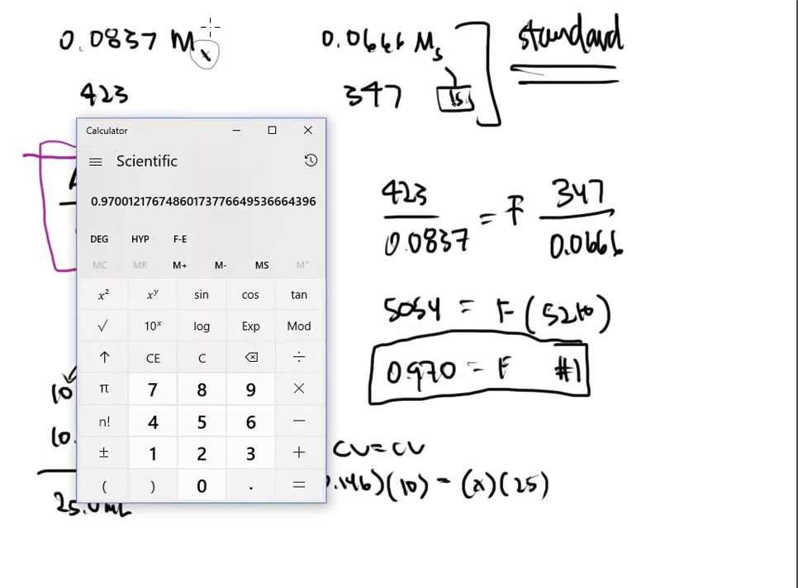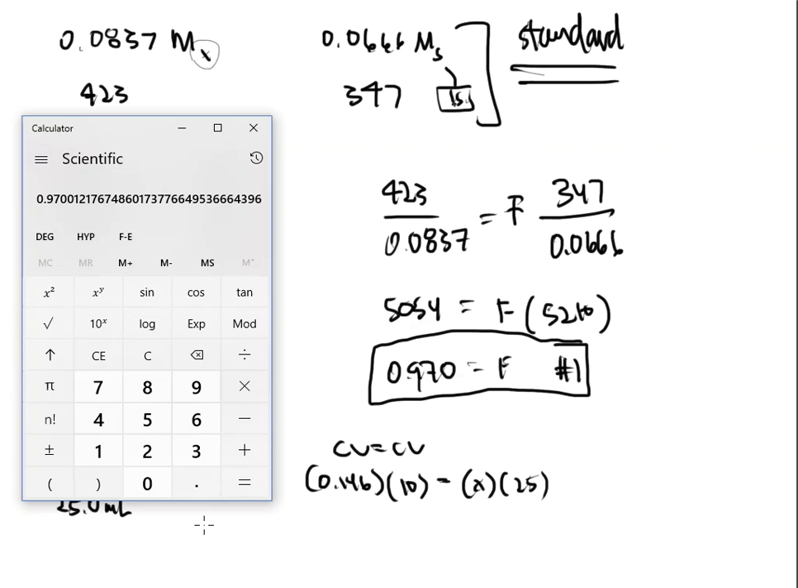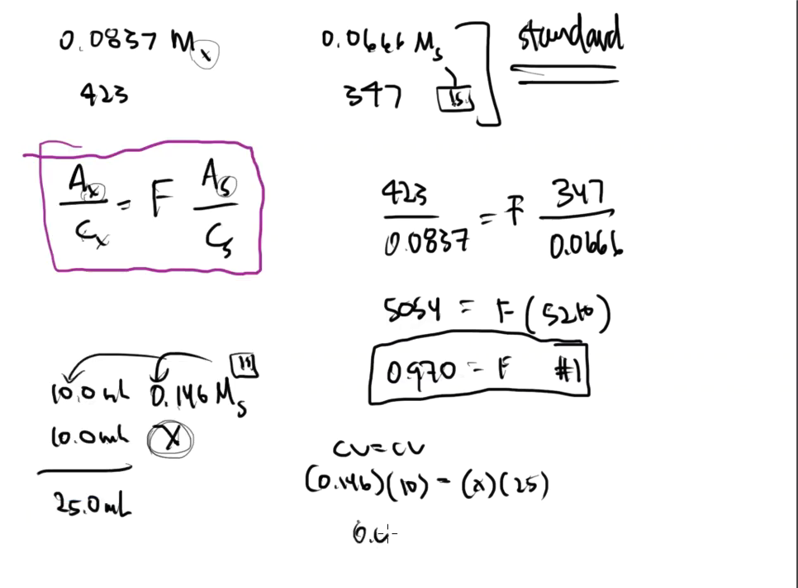All right, so I'm going to pull up the calculator. I'm going to take 0.146, multiply that by 10, that gives me 1.46, and then I'm going to divide by 25 to solve for x, and 0.0584 is the concentration, 0.0584 molarity. And that is the molarity of the internal standard.